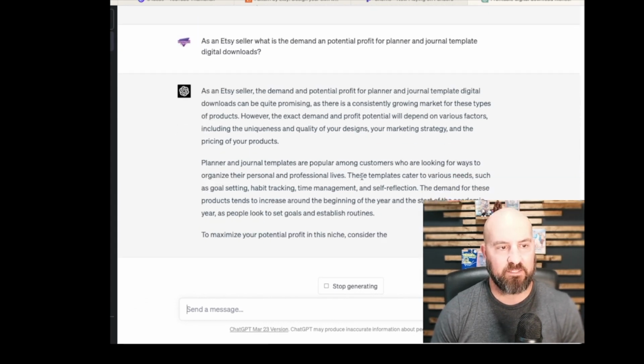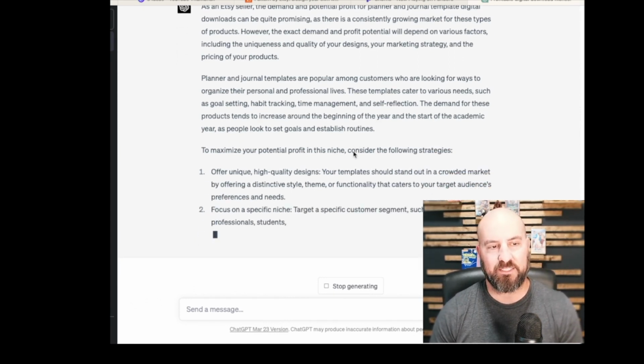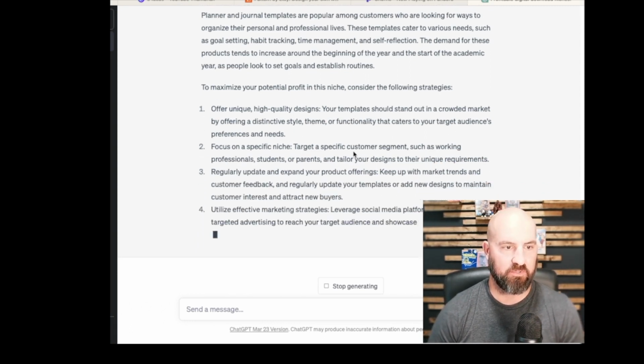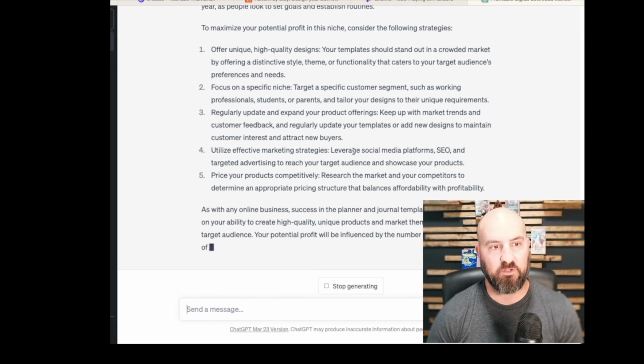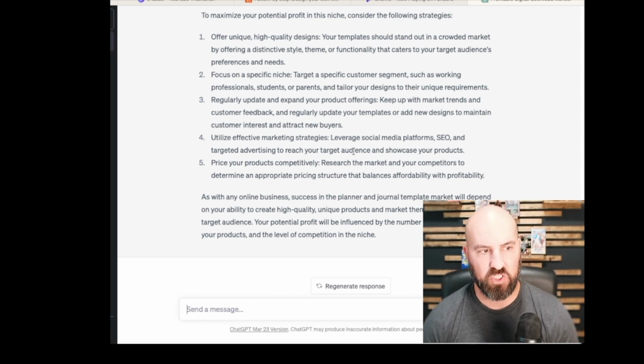specifically. However, the exact demand and profit potential will depend on various factors. To maximize your potential profit in this niche, consider the following strategies. Offer unique, high quality designs: your templates should stand out in a crowded market by offering a distinctive style, theme or functionality that caters to your target audience's preferences. Focus on a specific niche: target a specific customer segment, such as working professionals, students or parents. Regularly update and expand your product offerings. Utilize effective marketing strategies. Price your products competitively: research the market and your competitors to determine the appropriate pricing strategy.